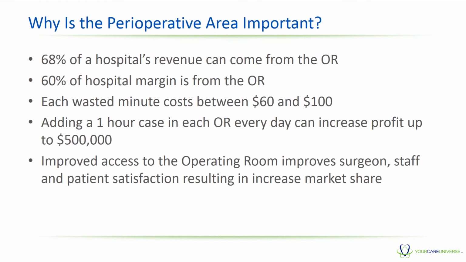So why is the perioperative area important? Well, 68% of hospitals' revenue can come from the operating room. 60% of a total hospital's margin is from the operating room. Each wasted minute costs between $60 and $100. Adding a 1-hour case in each OR every day can increase profits up to $500,000. You also want to improve your surgeon, staff, and patient satisfaction, which will result in an increase in market share.